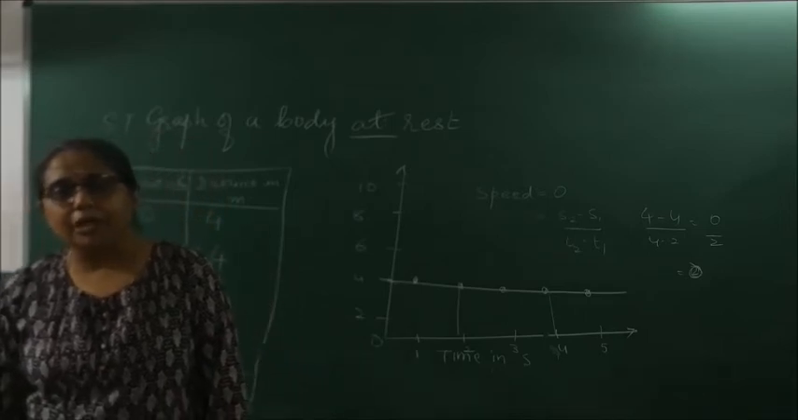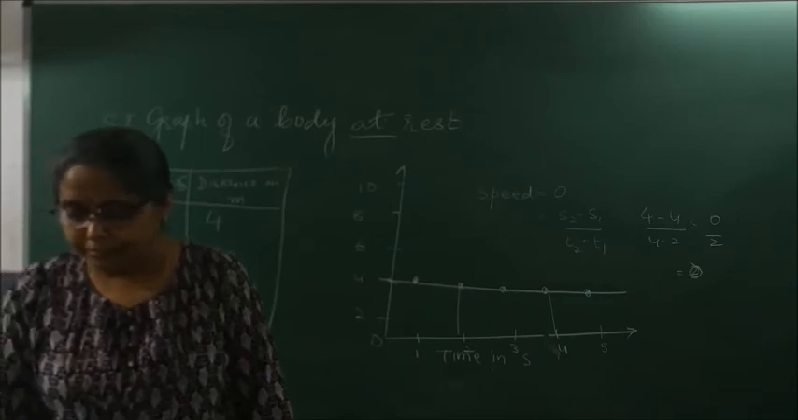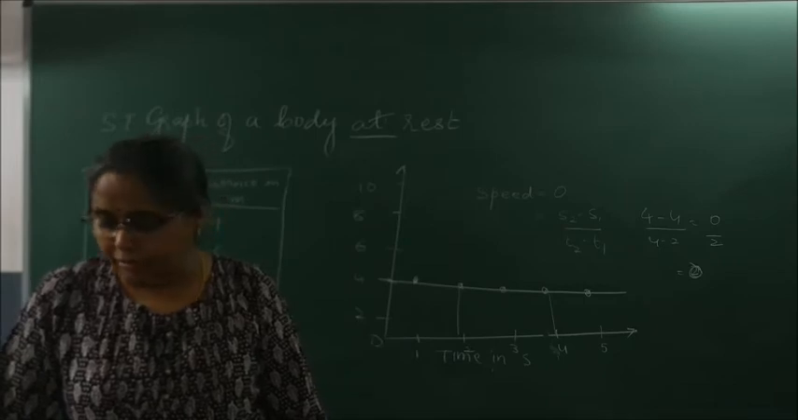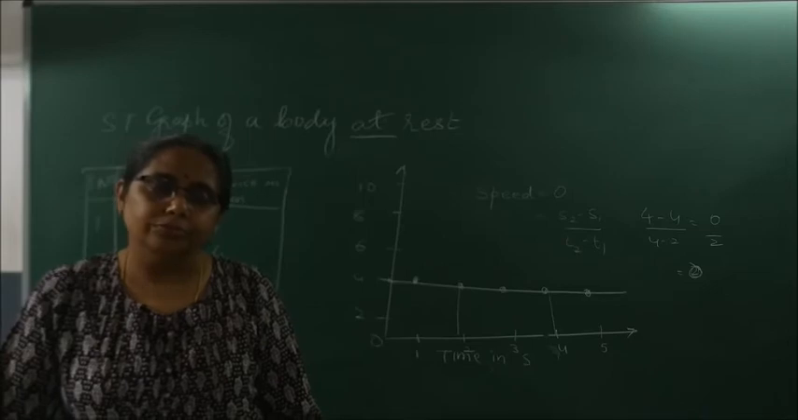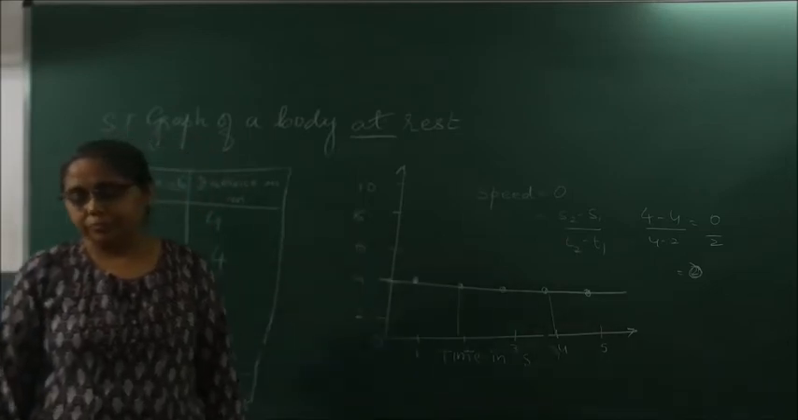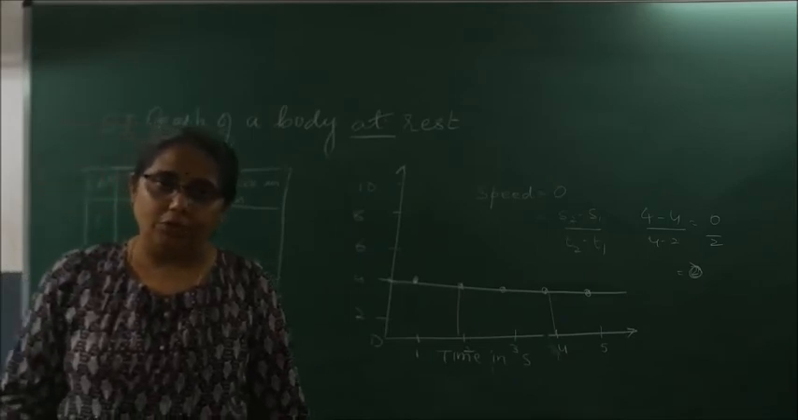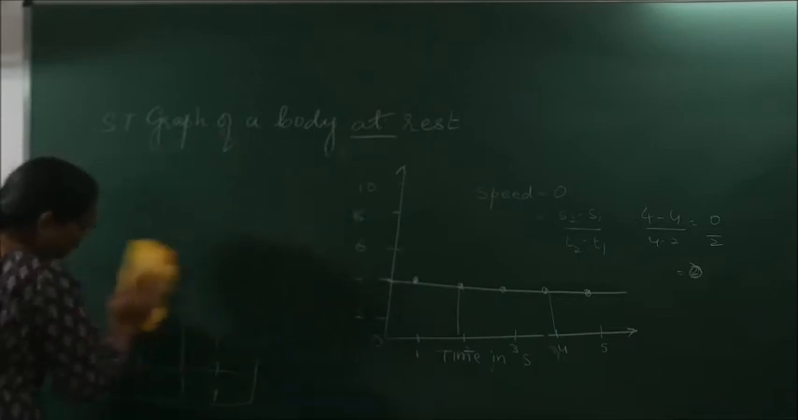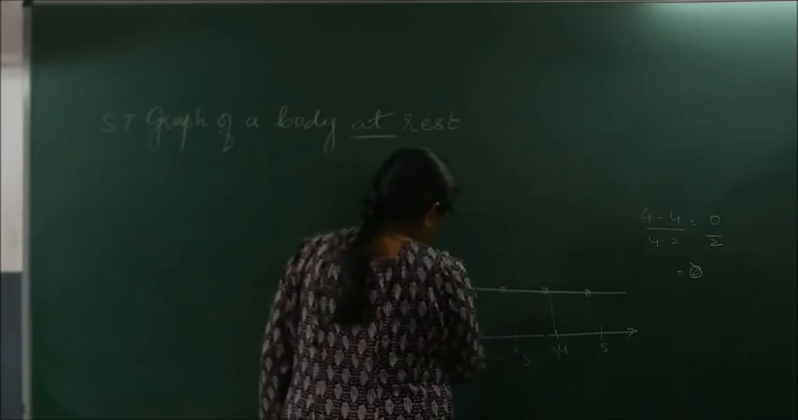Next point, Parvi. The speed of the body is 0 for a body at rest. So now we have finished everything about the distance time graph.